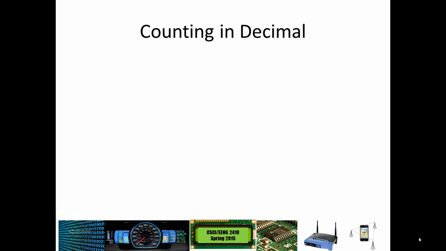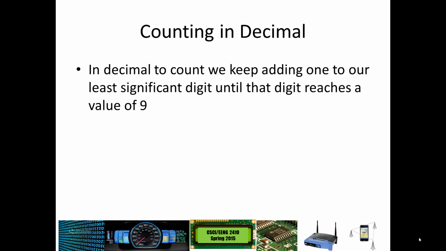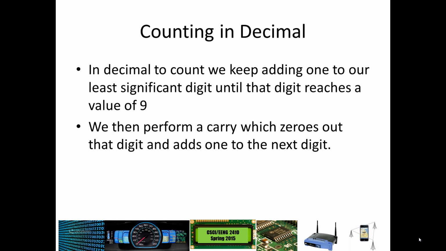So going back to counting in decimal, which you've been doing most of your life since you were children and first learned to count, in decimal we simply keep adding 1. So we start out at 0 and go 1, 2, 3, on up through 9. Once we reach 9, we run out of what we can represent with a single digit. So we've got to perform a carry, which, as you saw in the abacus video, just means that you zero out that particular place, and then you increment the next place to the left.